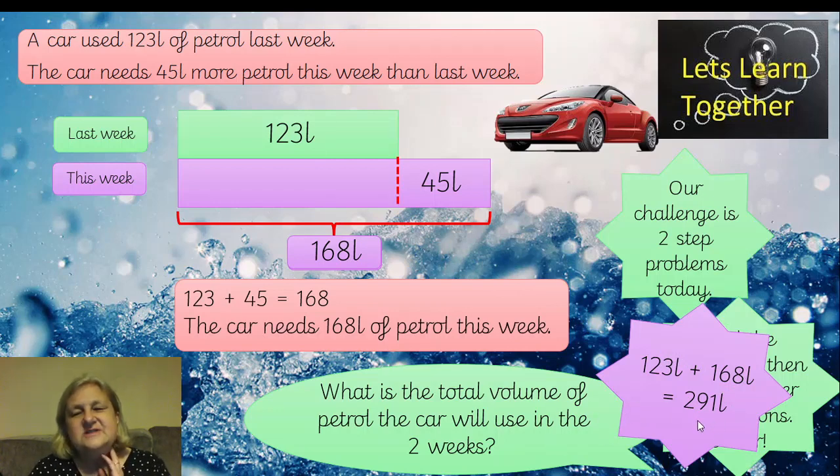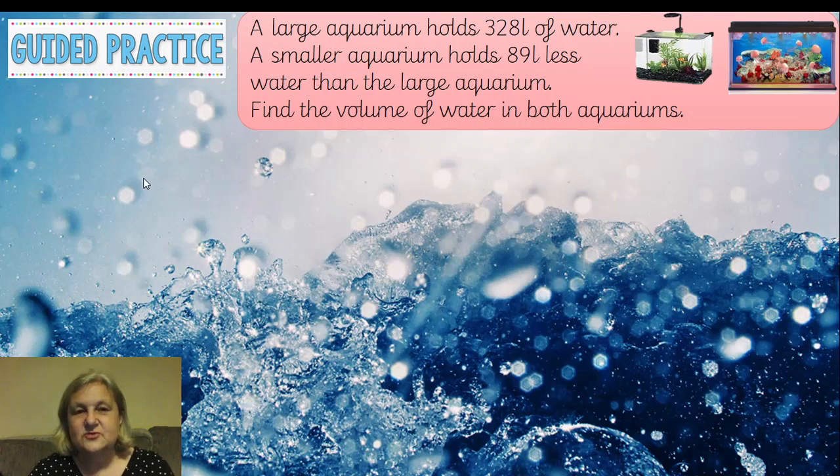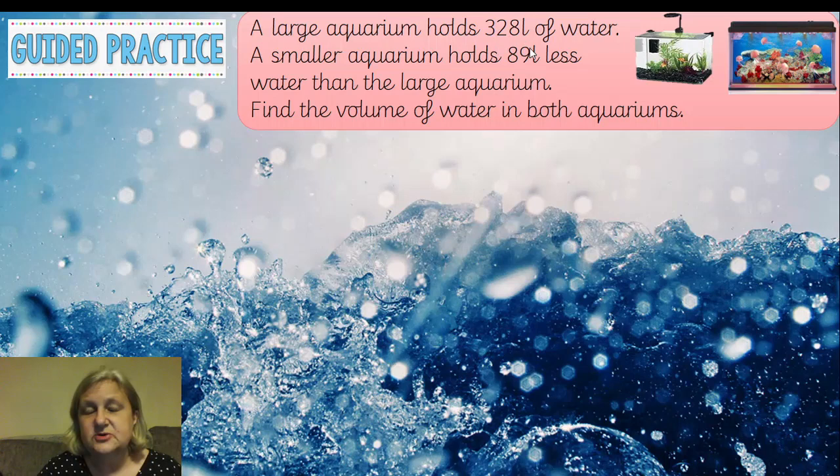And actually it's a bit cheating there. I think I'd run out of room by this stage. What's the total volume? So you could write it down as the total volume of petrol that the car will use for 2 weeks is 291 litres. Okay, I hope that's sort of straightforward. It's just that extra step. And it might even use a known fact that you know already. It might just be putting the two amounts together.